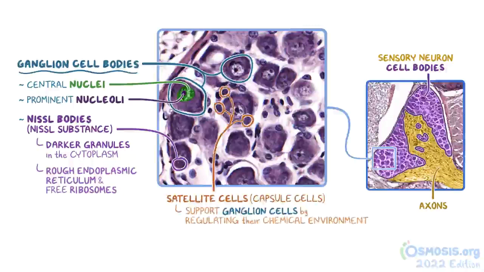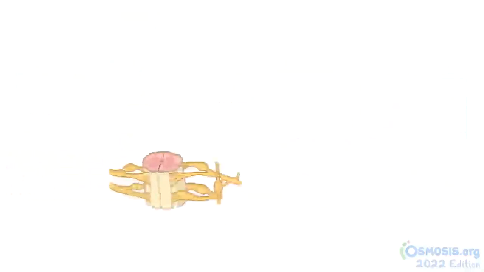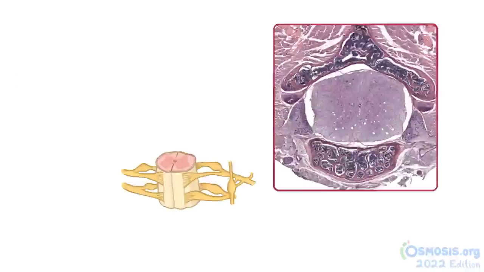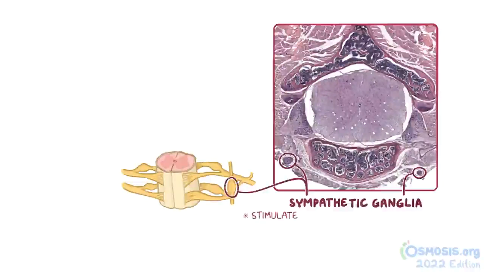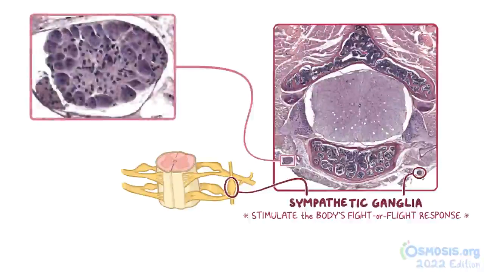In this image, we can also see a small segment of the dense connective tissue that encapsulates the dorsal root ganglion. If we zoom back out to see the whole spinal cord, there are also two smaller ganglia found anterior to the spinal ganglia, one on each side of the vertebral column. These are the sympathetic ganglia, which contain the neurons that stimulate the sympathetic nervous system and the body's fight or flight response.